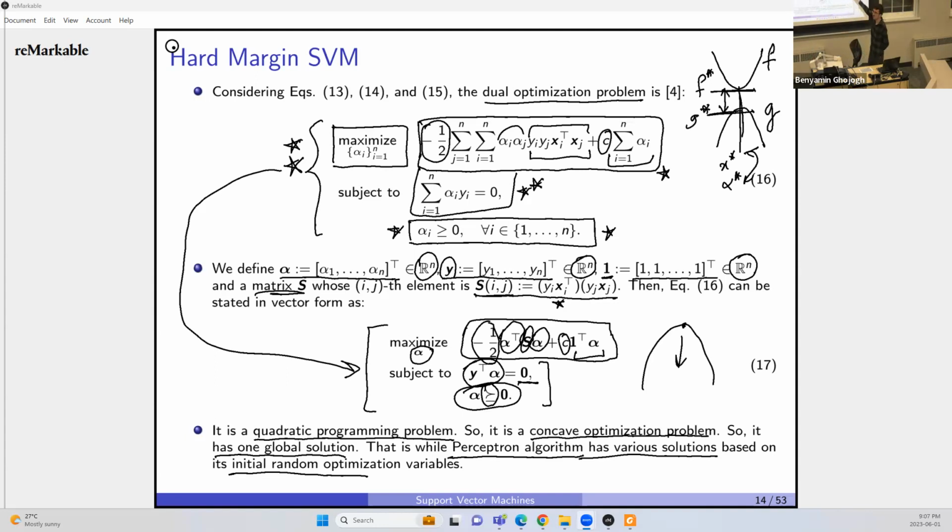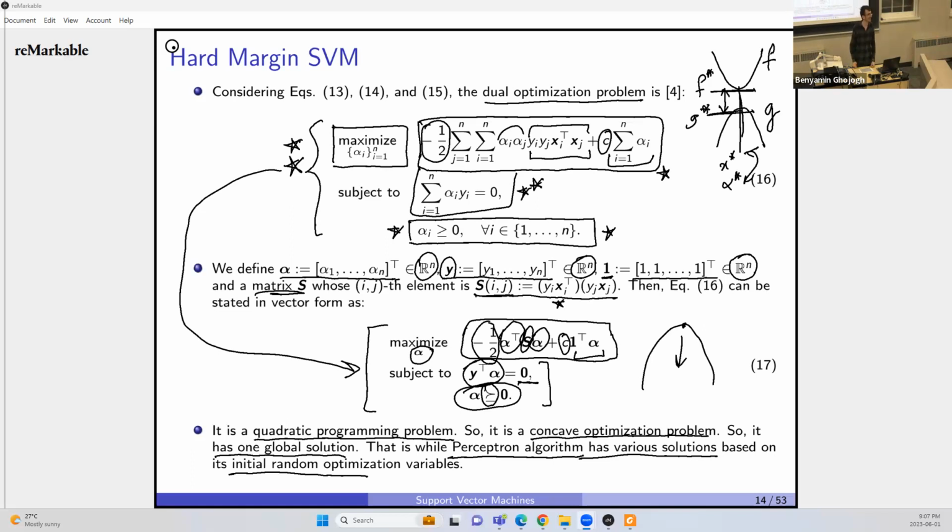The dual optimization problem of SVM doesn't care about non-support vectors. It only takes care of the support vectors, because only the alpha i's of the support vectors are non-zero. There might be zero, but there might be not zero. However, for non-support vectors, they're actually zero. So the optimization problem of SVM ignores non-support vectors. In other words, it only considers the support vectors.